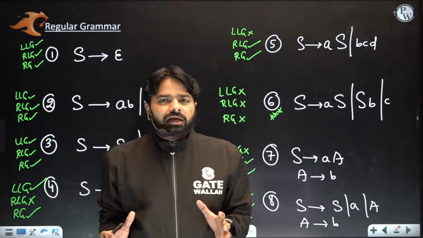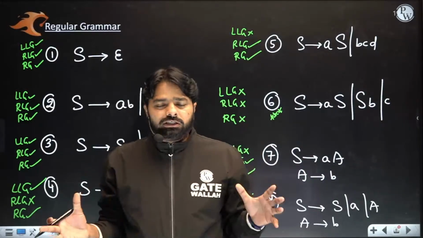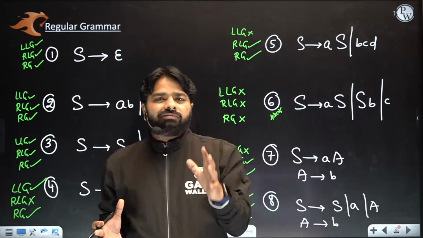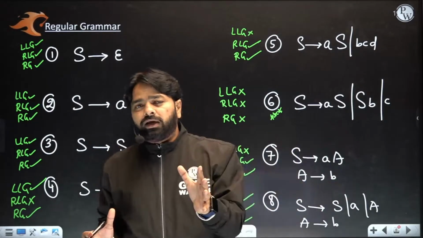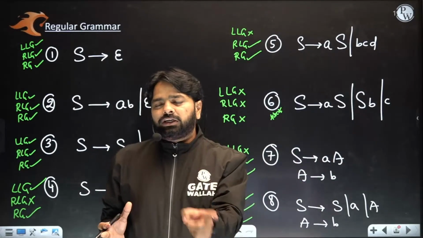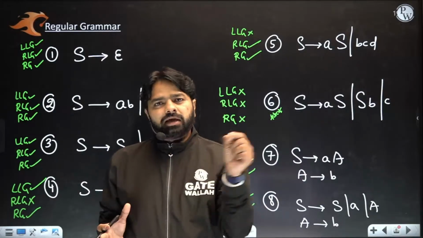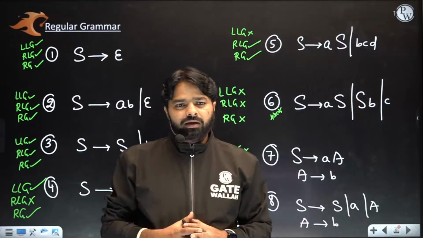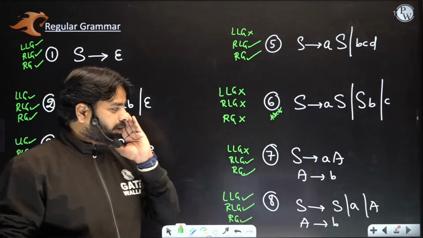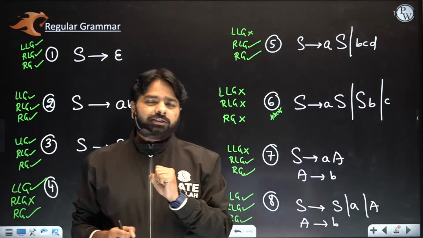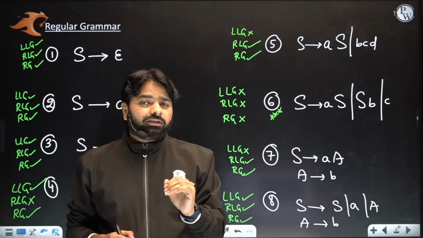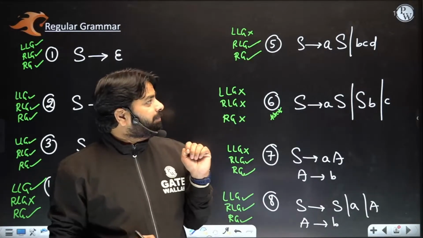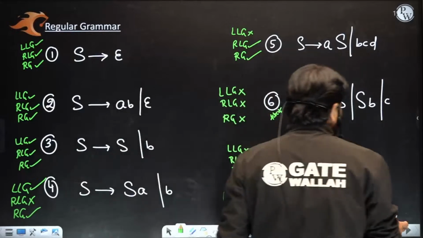Regular grammar depends on LLG and RLG. If the grammar satisfies LLG or RLG, then it is always regular. When will it not be regular? If the grammar is neither LLG nor RLG, then the grammar is not regular. Okay? So this is one of the important points. The second important point is, even though a grammar is not regular, it can generate a regular language. Okay, so I'll give one example.